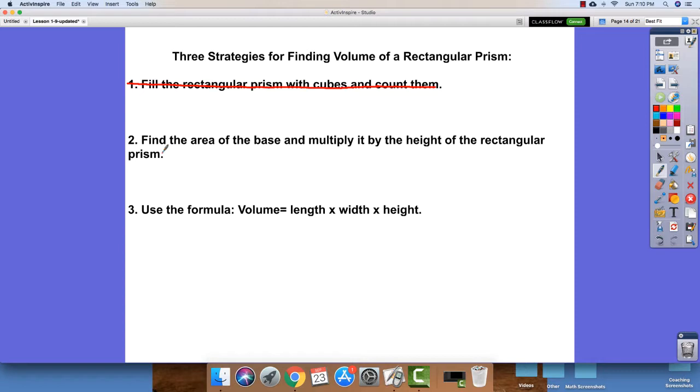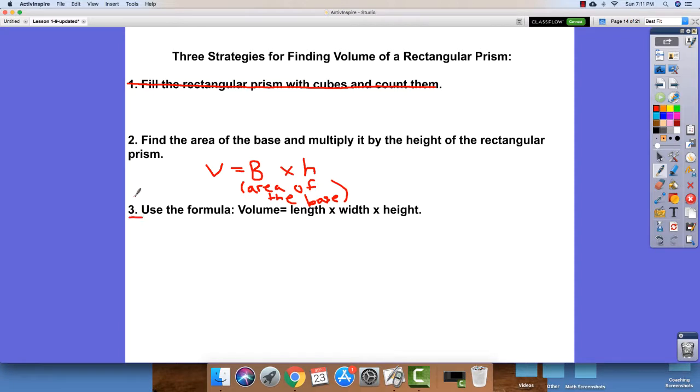Number 2 is find the area of the base and multiply it by the height of the rectangular prism. So that formula will look like this. V for volume, so volume equals our big B here, area of the base. So that big B means area of the base. And we can multiply the area of the base times its height.